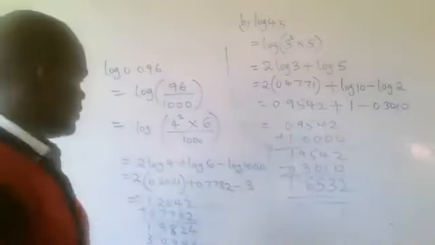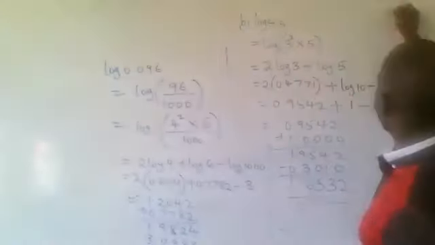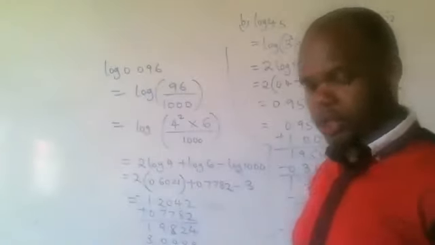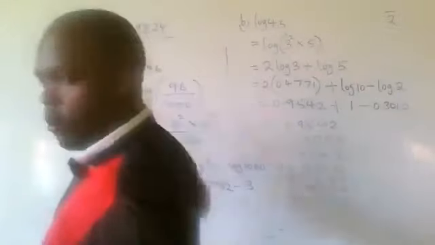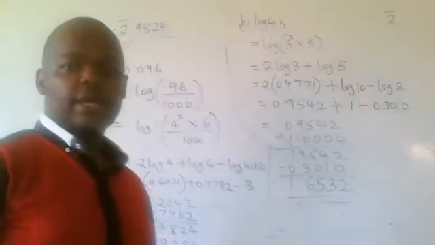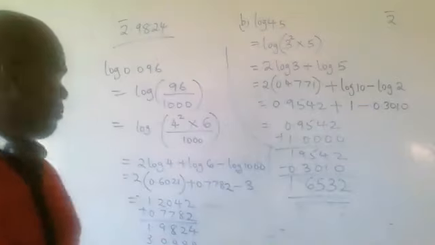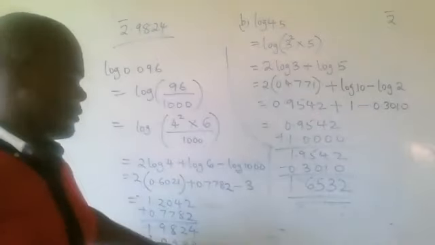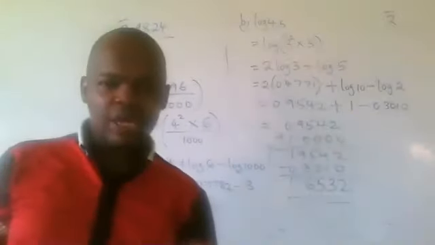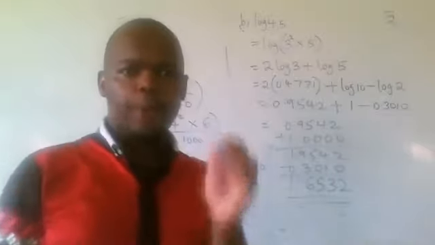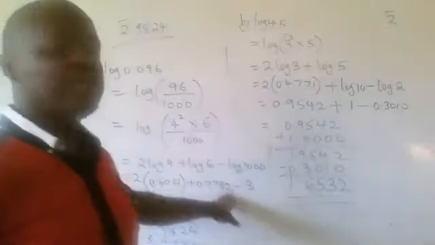Now, because it's not visible there, when you subtract 3, you will get bar 2.9824. Avoid writing the negative answer. Avoid using a calculator. Manipulate them. Here it's not visible, but you add, then you subtract. When you subtract, you should get bar 2.9824. So the log 6 was 0.7782.